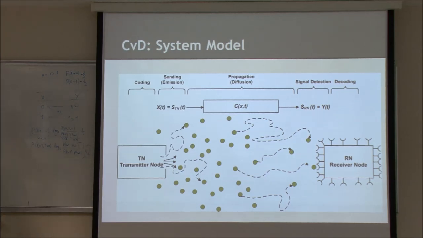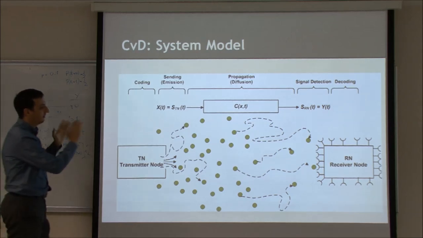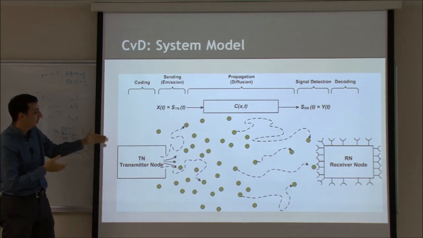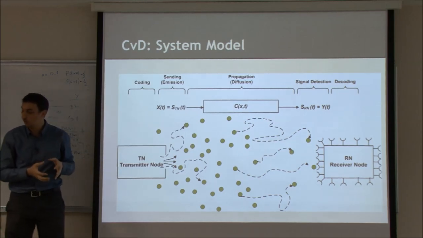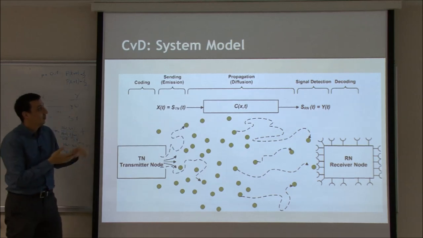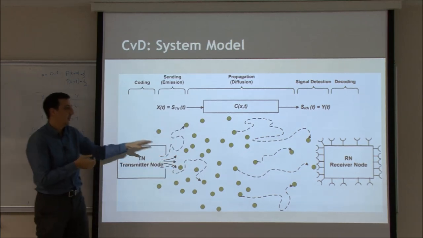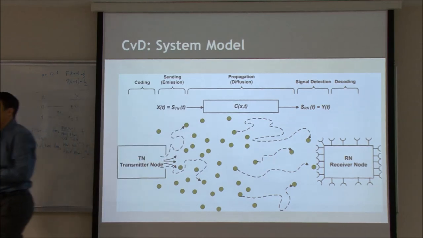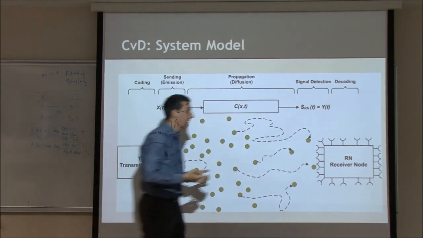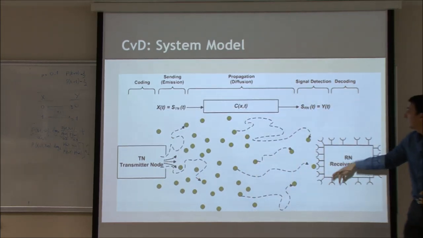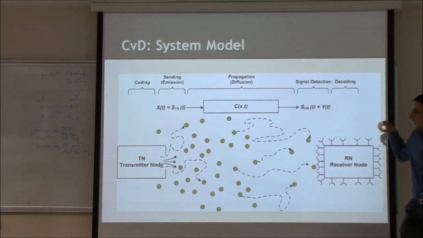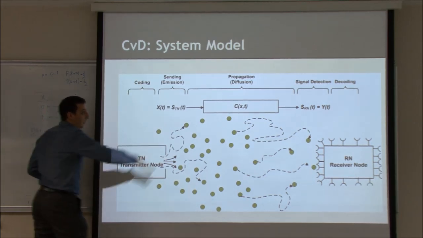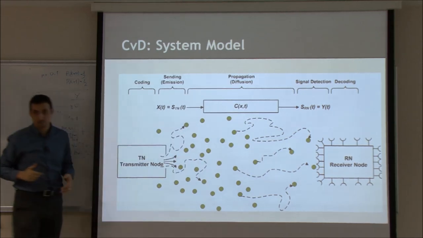Okay. Let's continue then. This is the whole system model. There is a transmitter node and a receiver node, and the transmitter node encodes the information on molecules and releases them. And they propagate according to diffusion dynamics. Some of them go the other way, some of them reach the receiver and are received by the receiver, and the signal detection is achieved here and the information is decoded. So we have three main parts: encoding information, propagation, and decoding information.